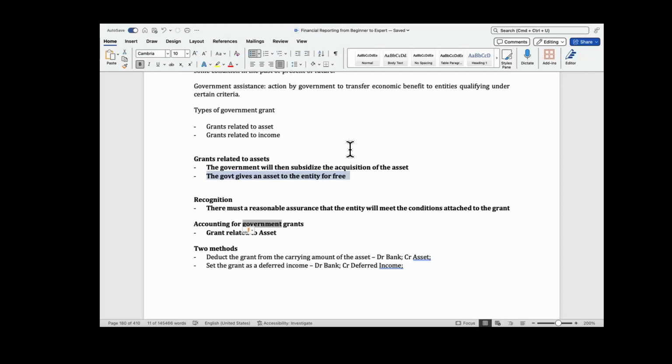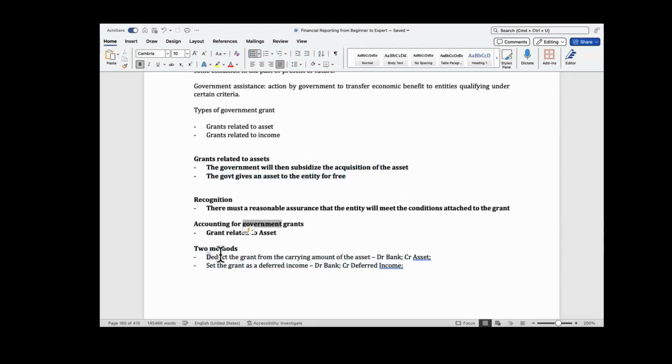And that amount you have to put in your books is the fair value of that asset. If the government gives you an asset for free, you would have to get the fair value of that asset, and it is that amount you are going to put in your books as the value of the asset. Two is if the government subsidizes the acquisition of an asset for you.